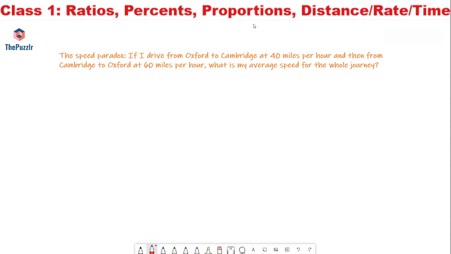The weird thing is that they don't tell you exactly what the distance is. But like I said, if you don't know something, either set a variable for it, or in a problem like this, if they haven't given you any numbers about the exact distance, what can you do? You can assume the value.